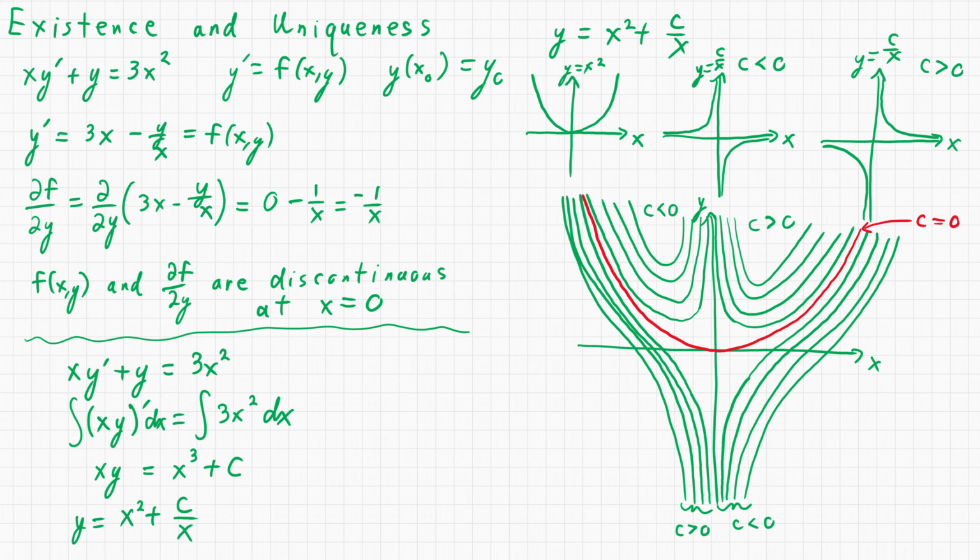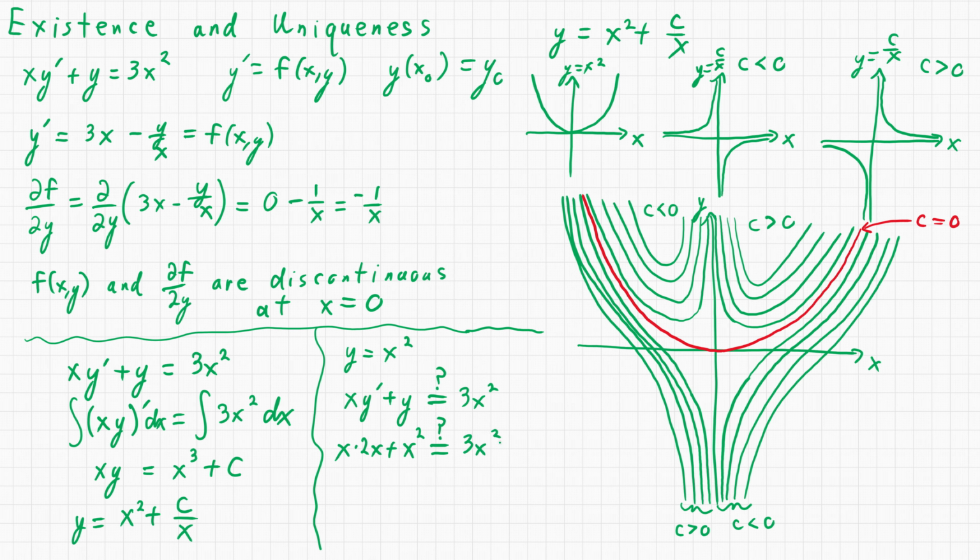So let's just double check that. So we've got this possible solution. y is equal to x squared. Okay, well, if y equals x squared, we had our function xy prime plus y, and we want to know, does that really equal 3x squared? All right, so we have x times y prime, which is 2x, then y is x squared. And we're wondering, does that really equal 3x squared? And the answer is yeah, it does. So in here, x times 2x is 2x squared, and you've got another plus x squared, then yeah, that's definitely 3x squared.